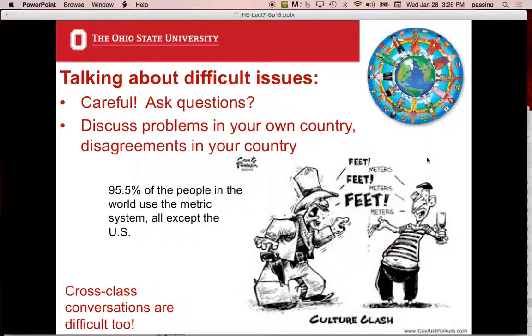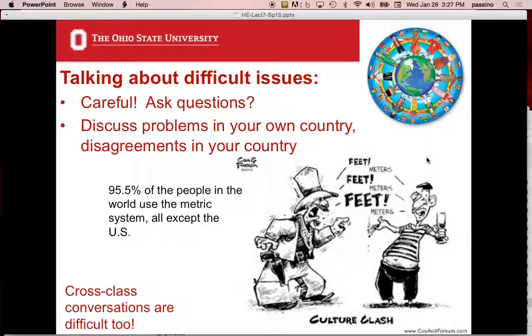Okay. Talking about difficult issues, you've got to be careful, ask questions. What I've found is I like to discuss problems of my own country. And what always happens is they say, you think that's bad? And then they go into their own country. Like in El Salvador, I'm a devious guy, so I'm talking about problems in the U.S. Boom, they're right on El Salvador. I'm learning a ton from them, because they're really opening it up in a non-offensive way, too. It kind of works.